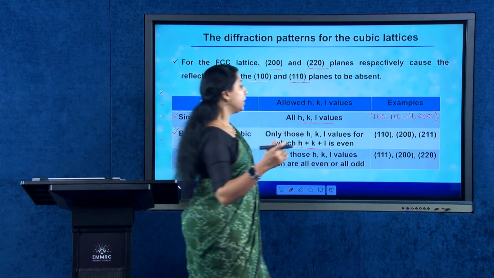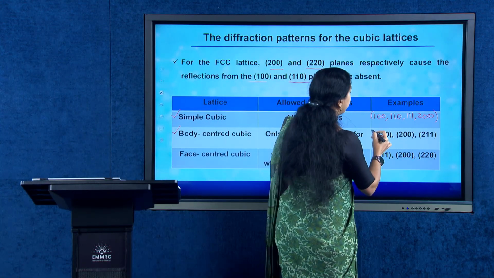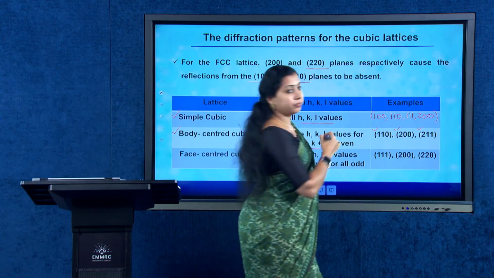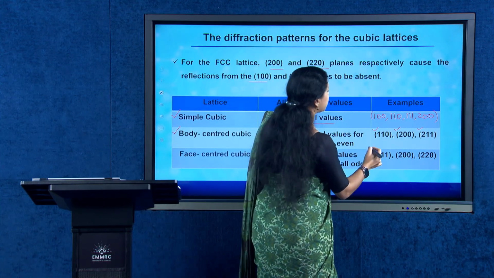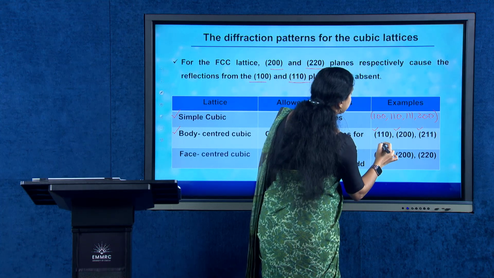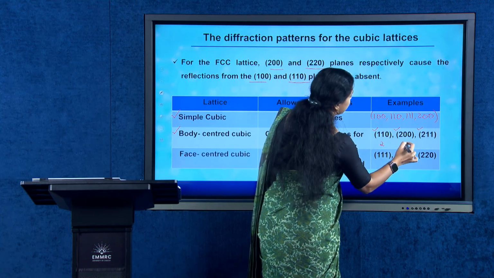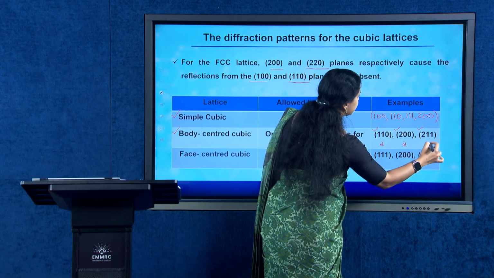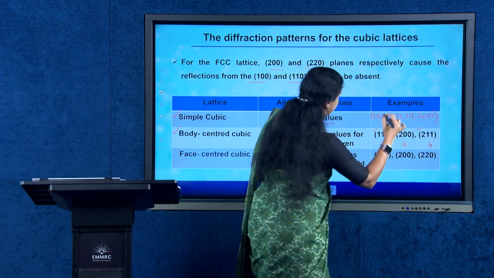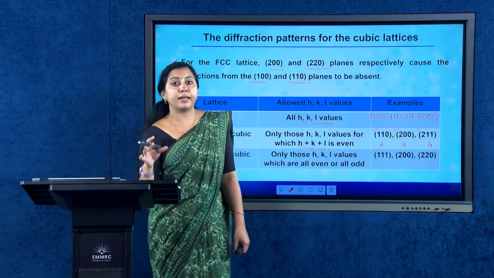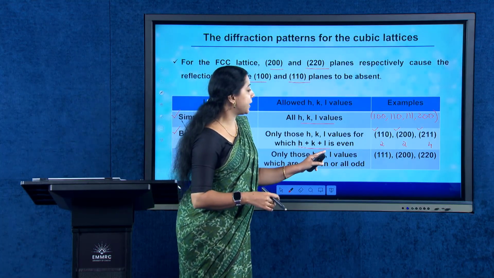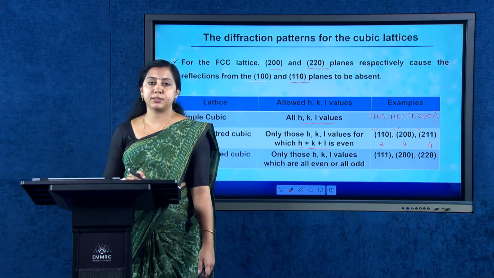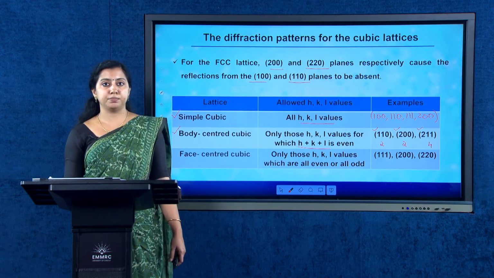For example, you can see reflections from a 110 plane, 200, 211, etc. So, if you take the sum for 110, H plus K plus L, 1 plus 1, the sum is 2. For 200, again the sum is 2, which is even. For 211, 2 plus 1 plus 1, it is 4. So, again it is even. So, for all HKL values in which H plus K plus L is even, you can see reflections corresponding to those planes in a BCC lattice.